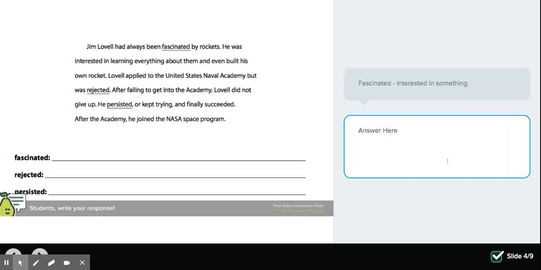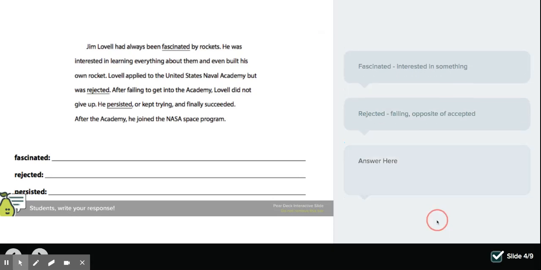Okay? Our next underlined word is rejected. Find that sentence. Lovell applied to the United States Naval Academy, but was rejected. After failing to get into the academy, Lovell did not give up. So if Lovell was rejected, did he get into the academy? No, the context clue here is the word failing. This means he did not get into the academy. So I'm going to put failing over here, and I'm also going to put that rejected is the opposite of accepted. So he was not accepted into the academy.